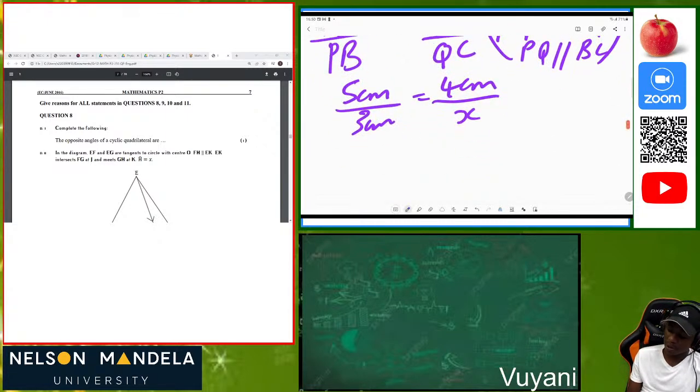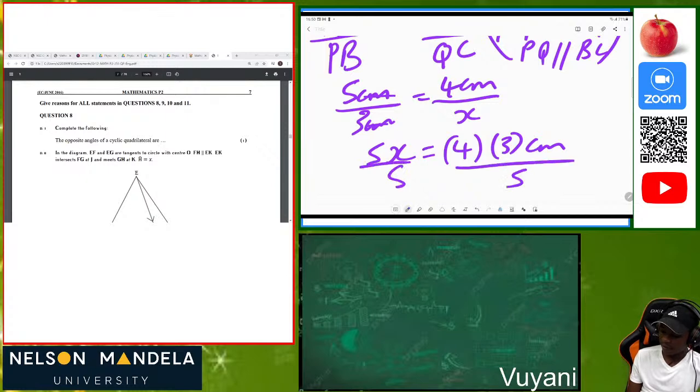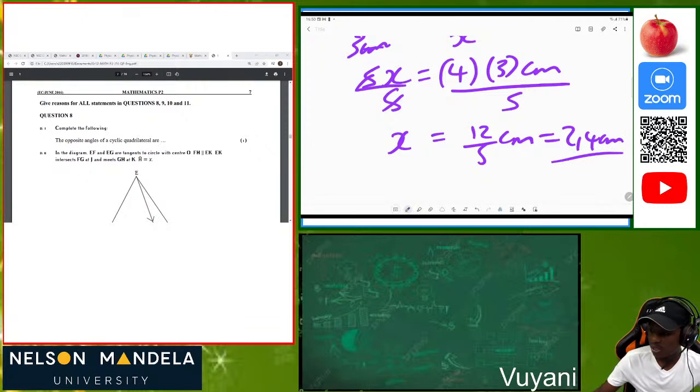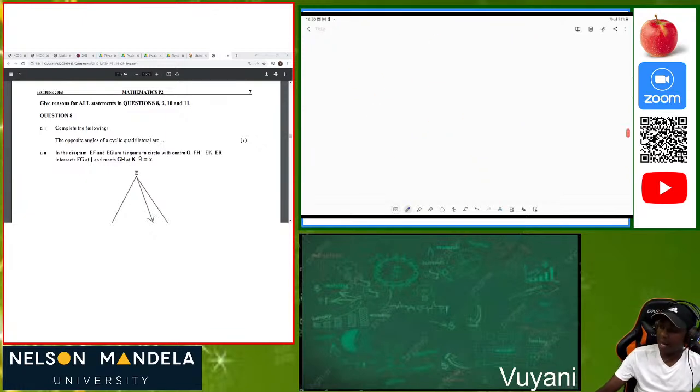We cross multiply, and we have 5X is equal to 4 times 3 centimeters. We divide by 5 on both sides, and we end up having X is equal to 12 over 5 centimeters, which is just the same as 2.4 centimeters. I was just making a small example for you so that you can understand what's really going on with the prop theorem. So now I'm done with the prop theorem. We have the similarity theorem now.